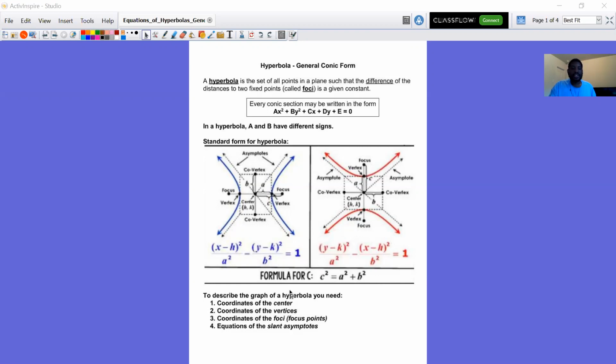And so once we get the standard form of a hyperbola that you see here on the screen, then we need to describe the hyperbola. We need four things to describe the hyperbola. We need the coordinates of the center. We need the coordinates of the vertices. We need the coordinates of the focus points, of the foci. And then we need the equations of the slant asymptotes. And so here's a formula that will relate c, which is going to be a squared plus b squared. So let's do some examples.